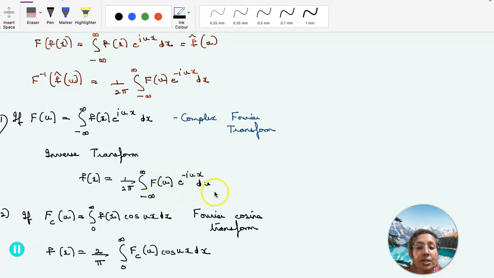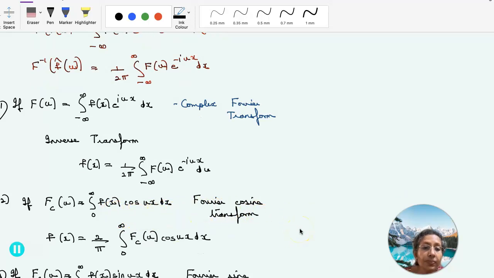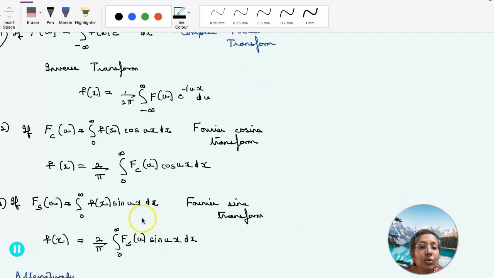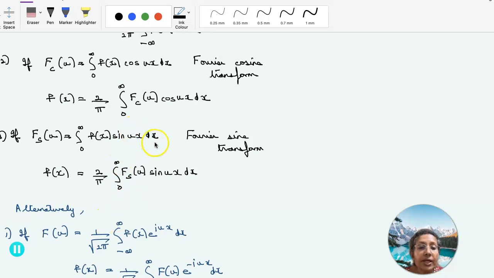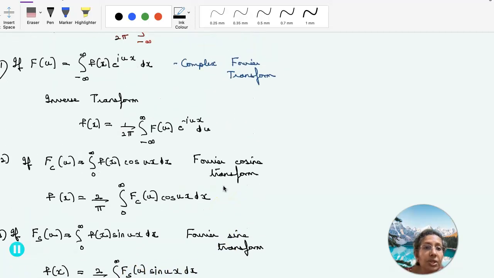So if f_c(u) equals integral 0 to infinity f(x) cos ux dx, this is the Fourier cosine transform, then the inverse transform will be 2 by pi integral 0 to infinity f_c(u) cos ux du. Again, if f_s(u) is integral 0 to infinity f(x) sin ux dx, this is the Fourier sine transform, then the inverse transform will be 2 by pi integral 0 to infinity f_s(u) sin ux du. So basically we'll be using this rule.